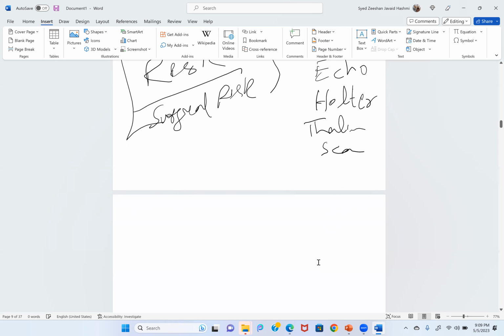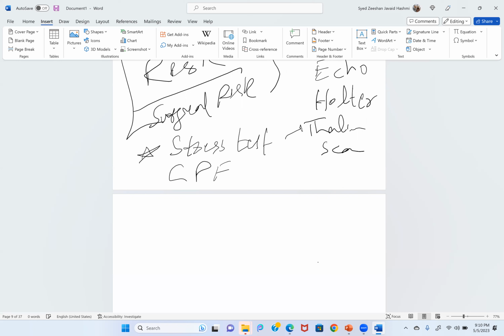Can anyone tell some of the investigations which we can do with reference to the cardiovascular system? Anyone, please? Stress testing. Stress testing, okay. So thallium scan is actually one of the stress tests. There is another specific test, the treadmill test. This is a stress test, the exercise tolerance test. Okay.